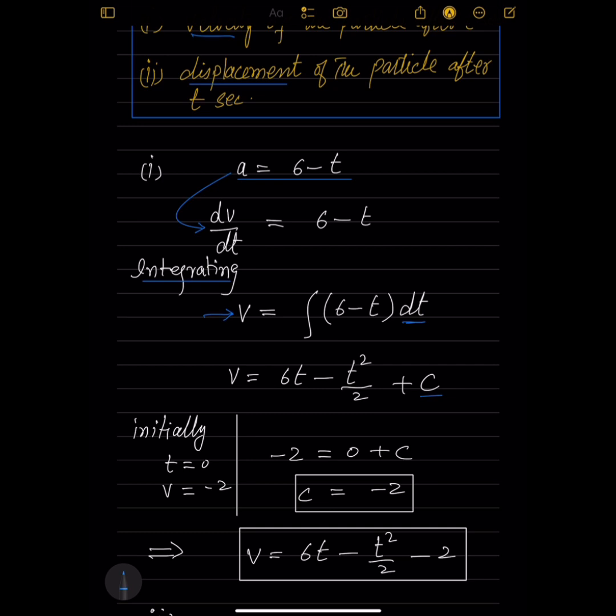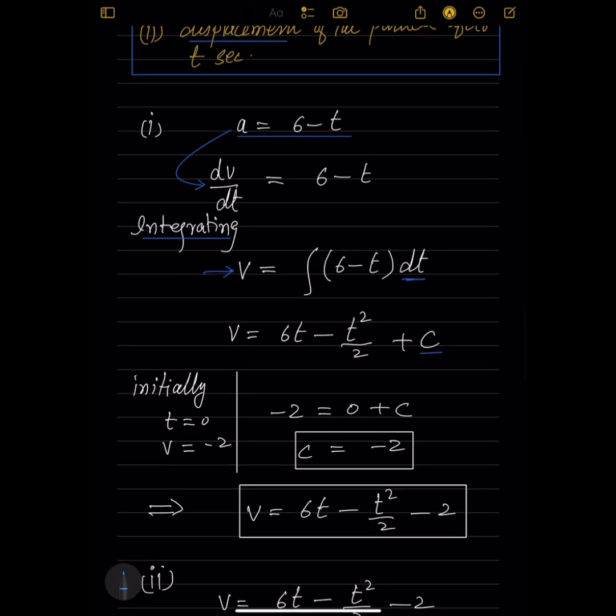So this type of integration is indefinite integration. Then we must have a C, where C is the constant of integration. You have studied this in the chapter of differentiation already in paper 1. Initially, these are the initial conditions.